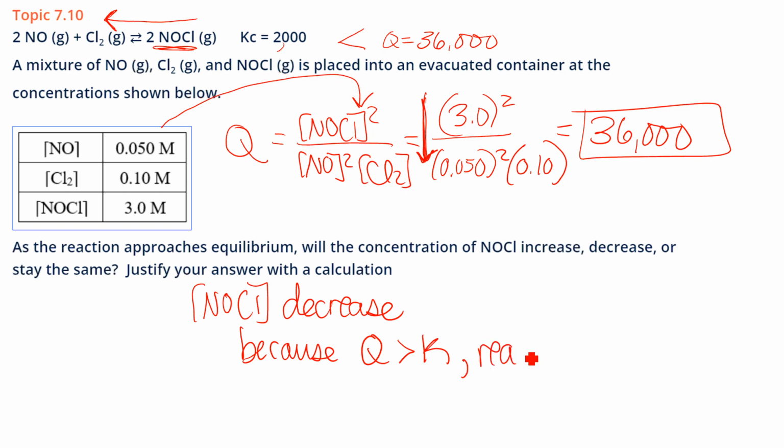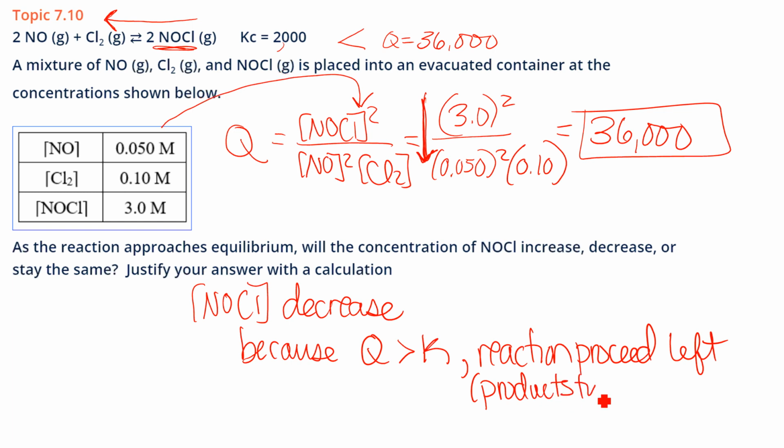So Q is greater than K. Therefore, the reaction is going to proceed to the left. In other words, your products are going to turn into reactants. It's always good to clarify rather than just saying proceed left or proceed right. Like, what do we really mean by that? Well, proceed left means we're going to make more reactants, right, in order to reach equilibrium.